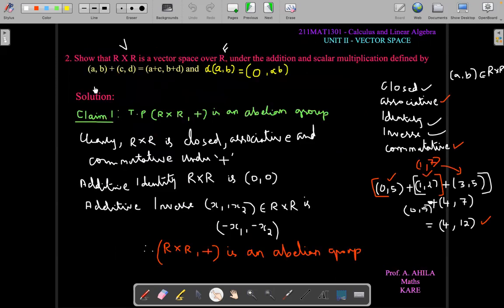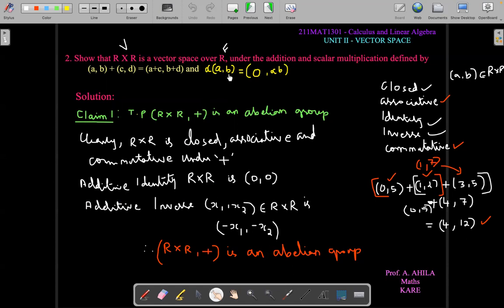Now we see the next problem. This is similar to the previous problem, that is show that R cross R is a vector space over R under the addition and scalar multiplication defined by the same addition condition but with a minor change in the scalar multiplication. So when we add A comma B plus C comma D in the same manner, add the corresponding elements A plus C comma B plus D.